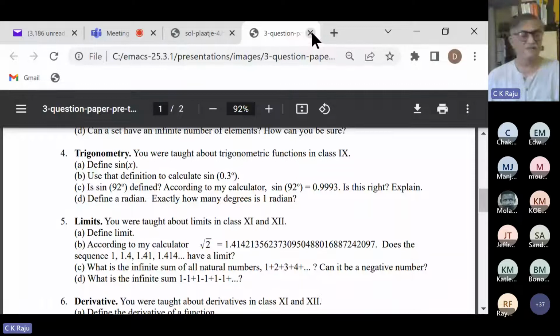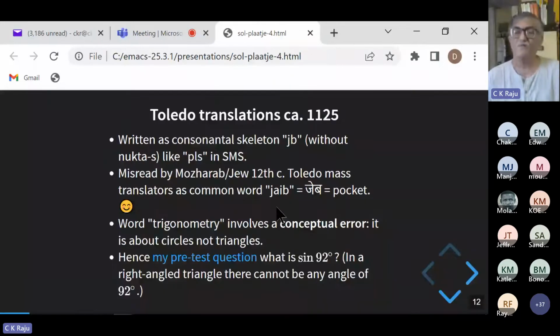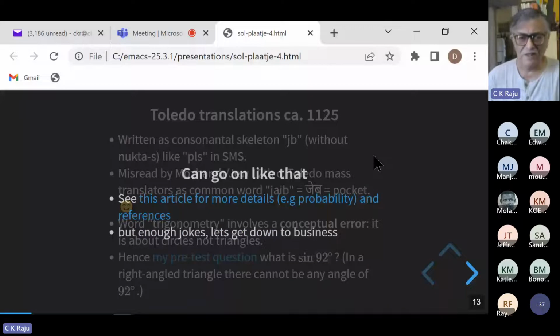This kind of thing happens because this is how the West learned it. This is why the West calls it trigonometry. In India, the sine is always in the chapter of the circle. So I can go on like that.